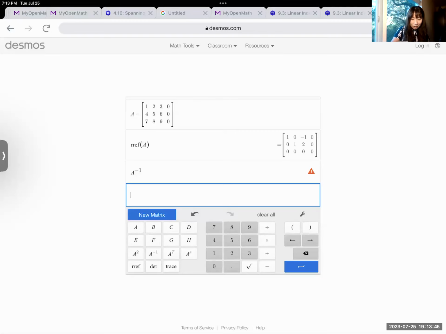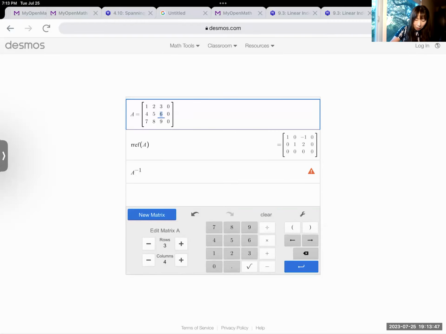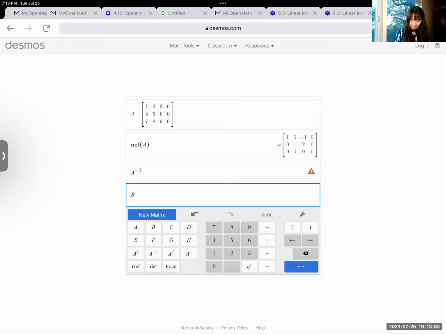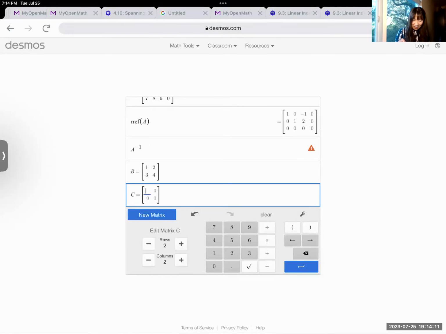How about copy? Can I make a copy? Oh, I cannot make a copy. So make a new matrix 2 by 2. Yeah. All right. So can't you just remove the zeros from A? Oh yeah, right. That's a good idea. That's a good idea. All right.